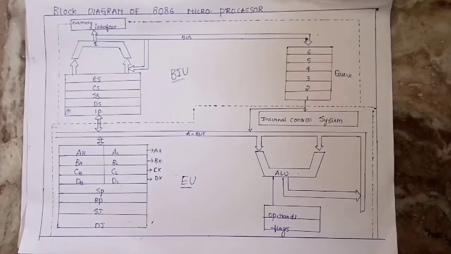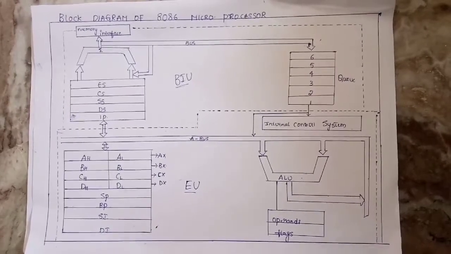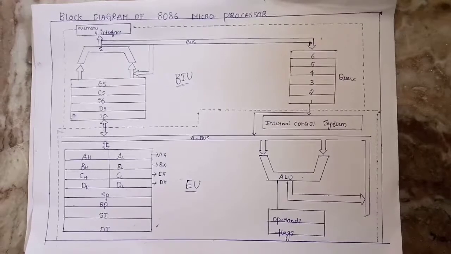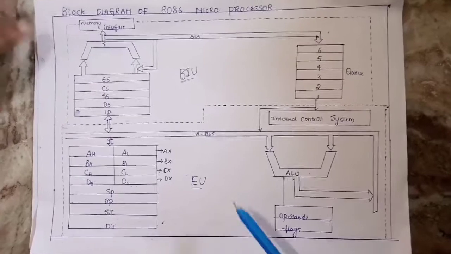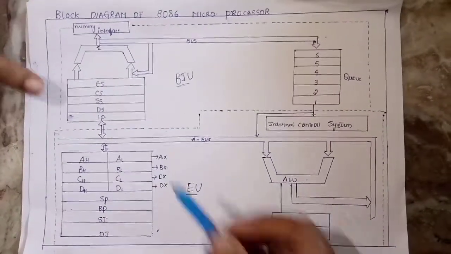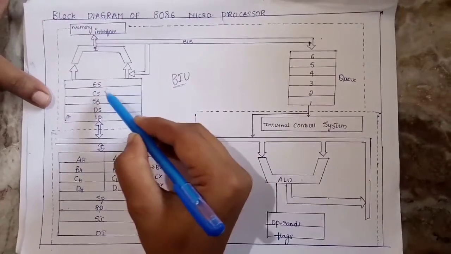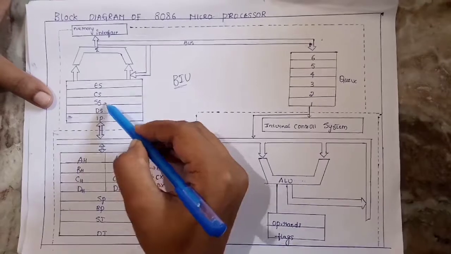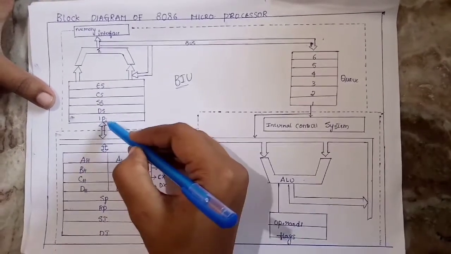Hi friends, I am going to explain about the architecture of the 8086 microprocessor. In this, we have two major parts. One is the bus interface unit and another is the execution unit. In the bus interface unit, we have segments. These segments are extra segment, code segment, stack segment, data segment, and another is the instruction pointer.